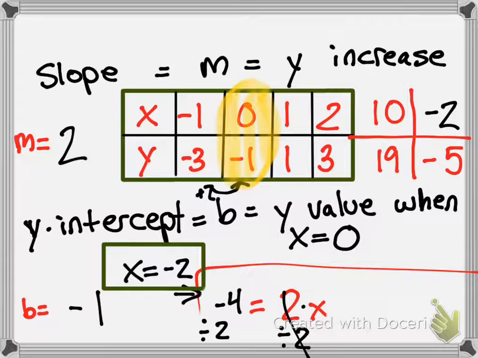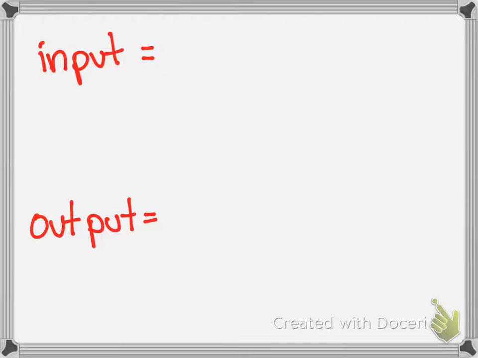So you have to make sure that when you're doing your plug and play, you know where you're plugging it in. If they give you the y value, then you plug in for the y. If they give you the x value, you plug in for the x. What is our input? Which value is our input?